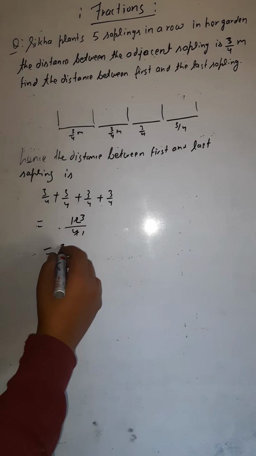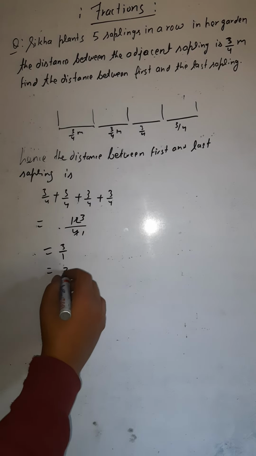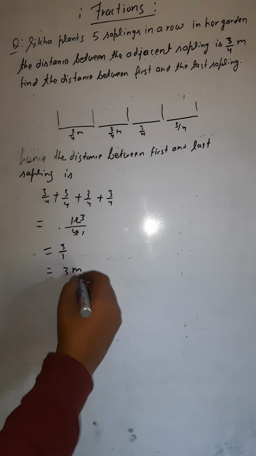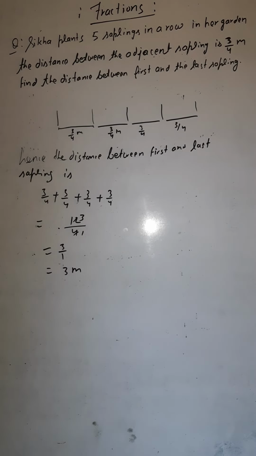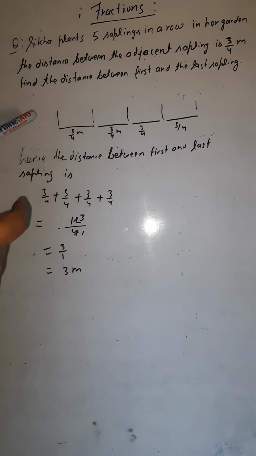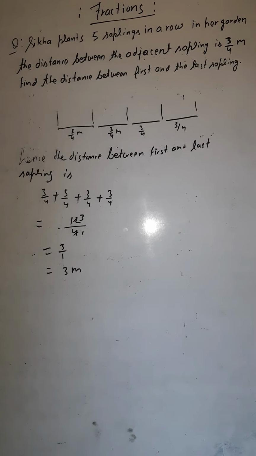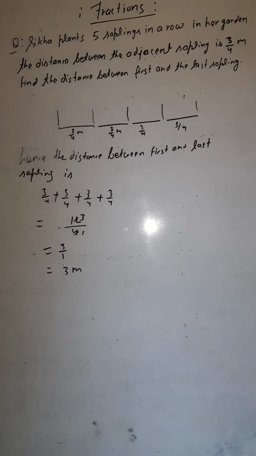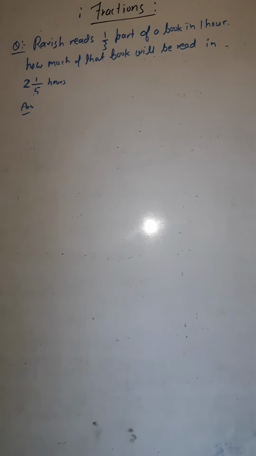So answer would be 3 by 1. It implies equals to 3 meter. Are you getting? So it means the distance between the first and the last sapling would be 3 meter. So this is all. Just note it down.